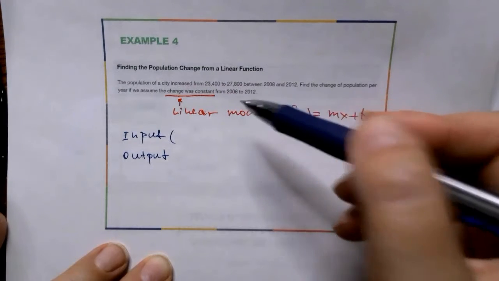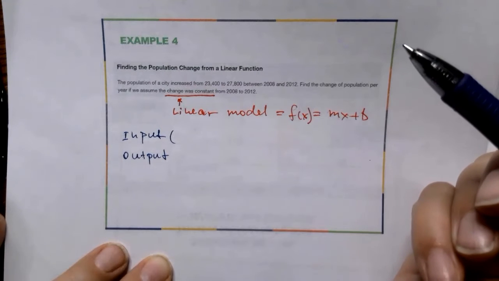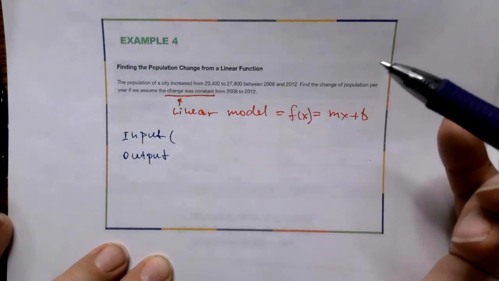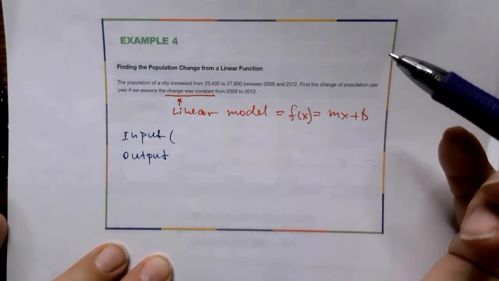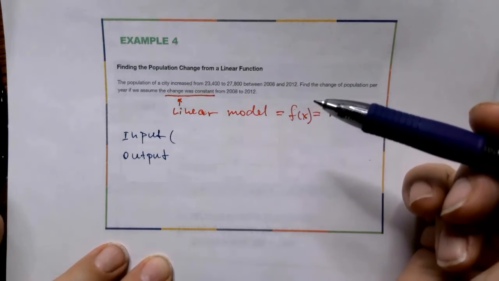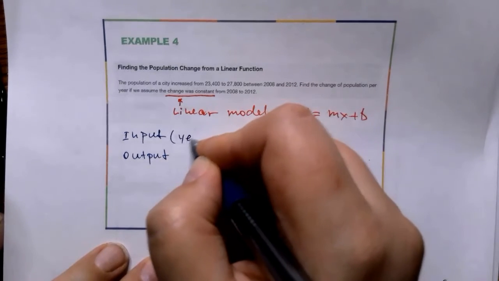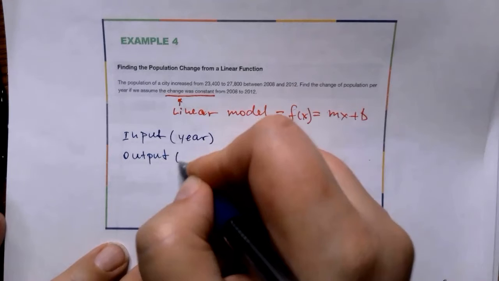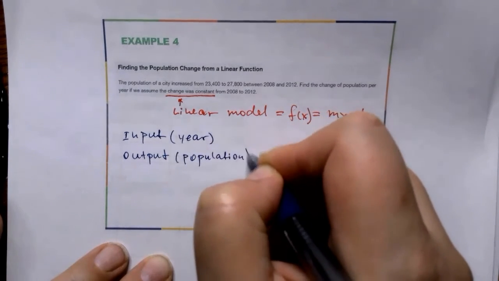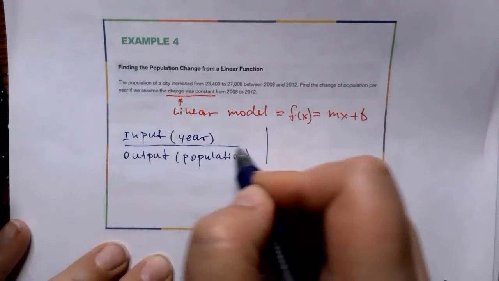Well, first of all, we're going to decide what depends on what, right? Which is the dependent variable, which is the independent variable. Does our population depend on the year, or does the year come first, and then the population depends on that year? So if the year comes first, I hope that's what you answered, that's our input. So the input is the year. And then the population is our output.